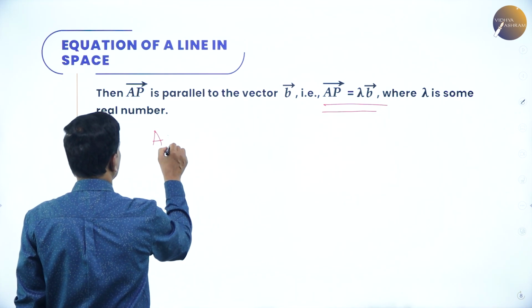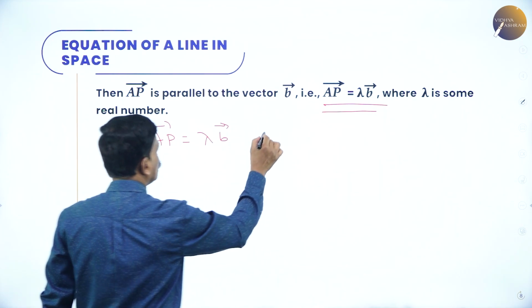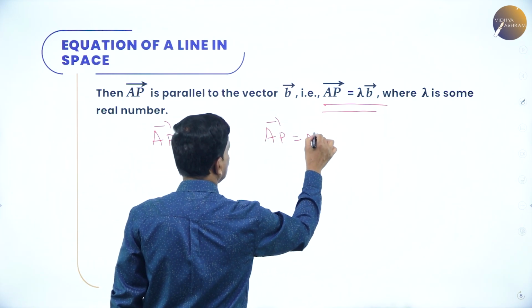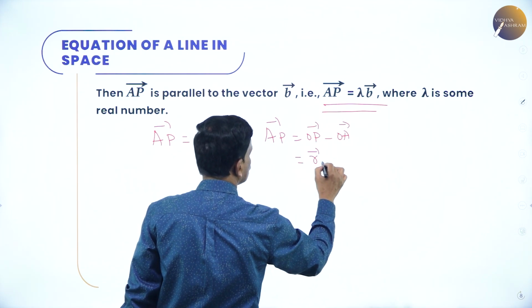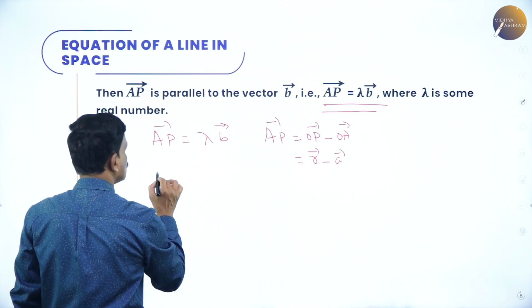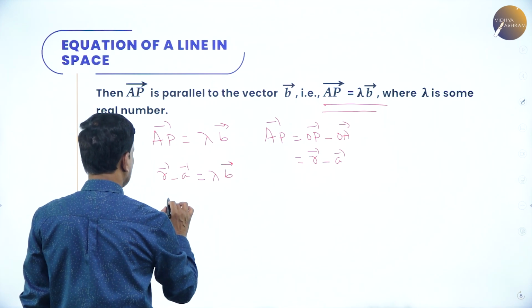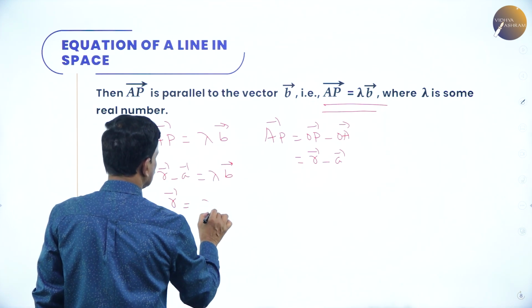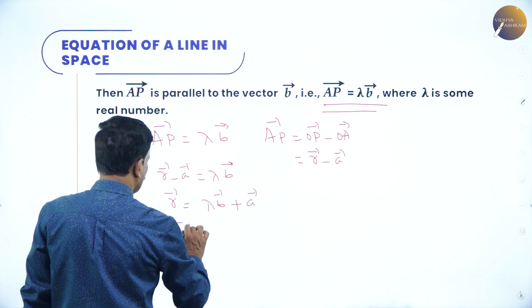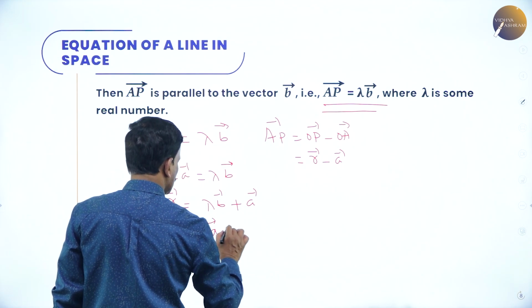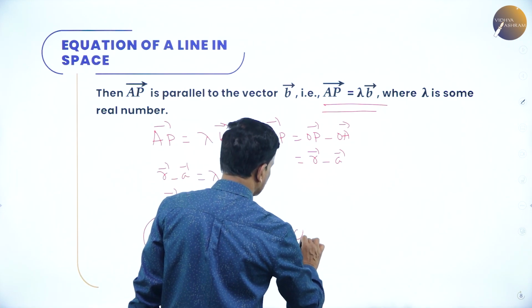Now, from this, vector AP is equal to lambda into vector B. Since we know vector AP is equal to vector OP minus vector OA, and vector OP is vector R, this is vector R minus vector A is equal to lambda into vector B. Therefore, transferring the minus A becomes plus A, so we can write vector R is equal to A plus lambda into vector B. This is the vector equation of a line.